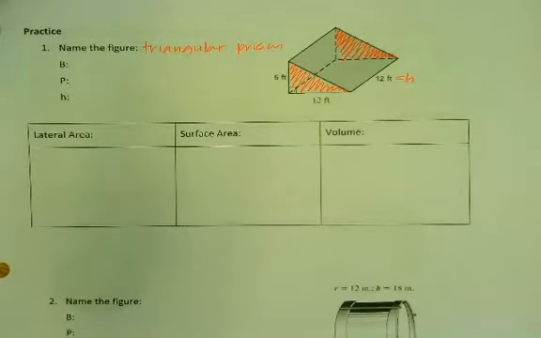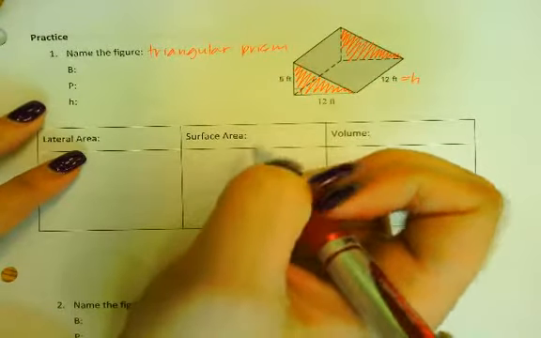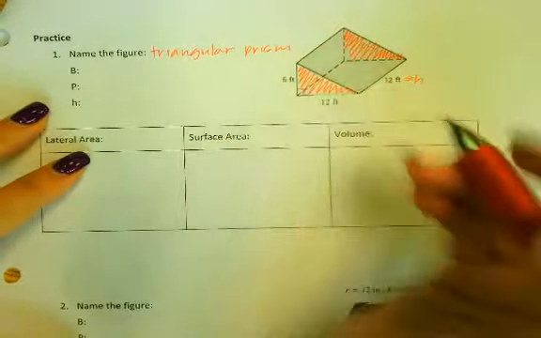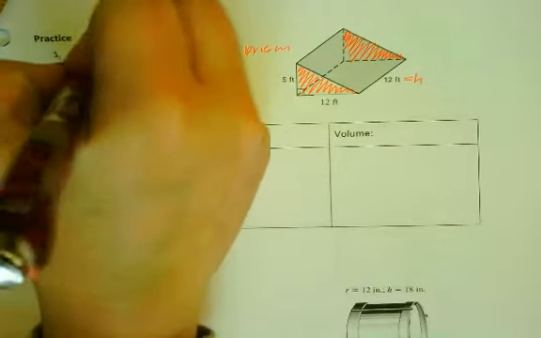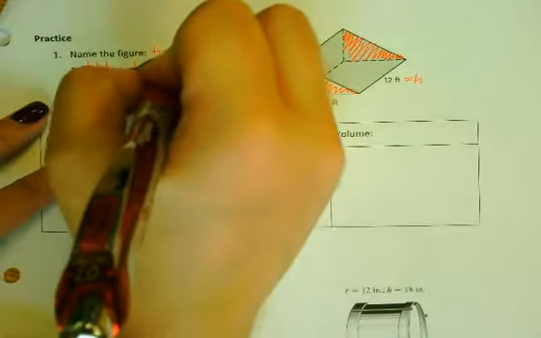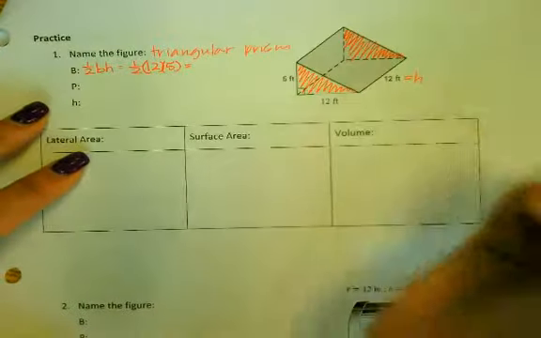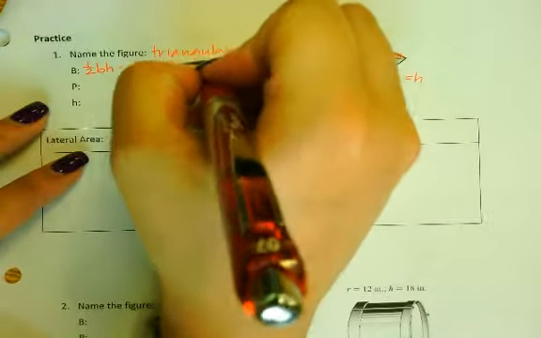Okay, what does capital B stand for? Area of the base. Okay, how do I find the area of a triangle? 1/2 base times height. So I have 1/2 times 12 times 5. 1/2 of 60, and what do I get? 30 feet squared.